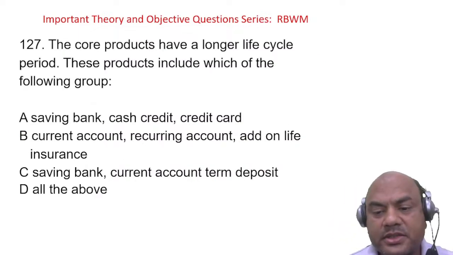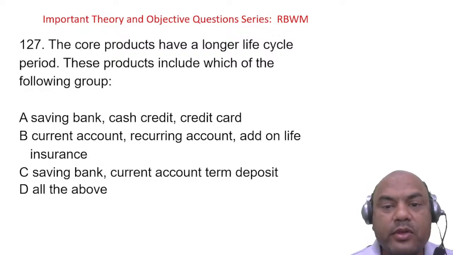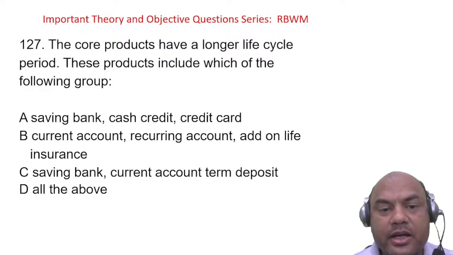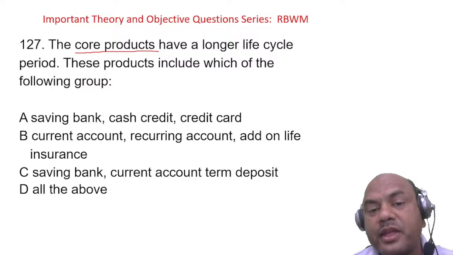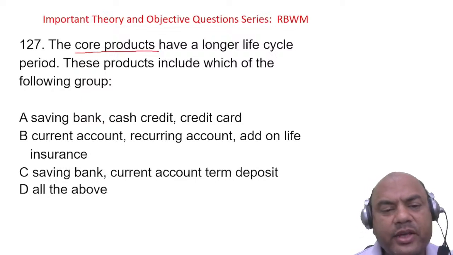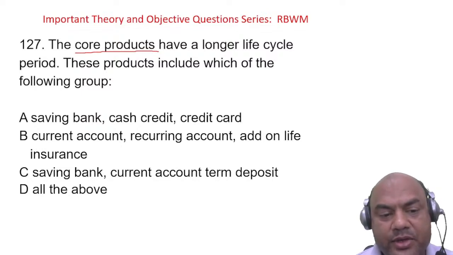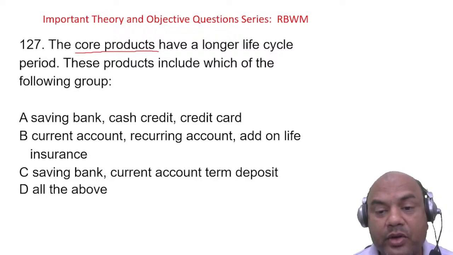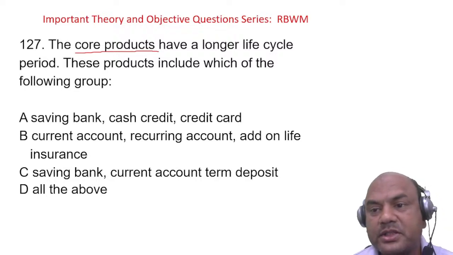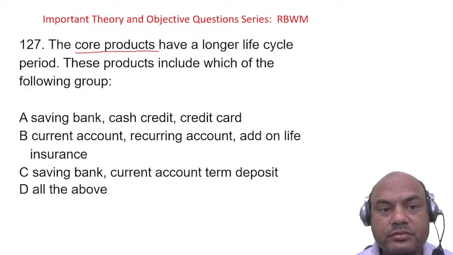The core products have a longer life cycle period. These products include which of the following? Savings, cash credit and credit card. Current account, recurring account, add-on life insurance. Savings, current and term deposit. And all of the above. What is the correct answer in this? So core products, what are the core products? Longer life cycle, they always keep on growing. Now I want the core product from your side. Which one is a core product? Think over it. Everyone answer in the comment section.